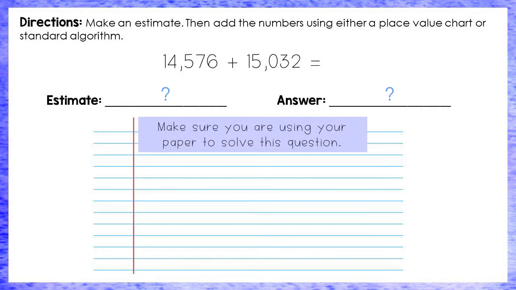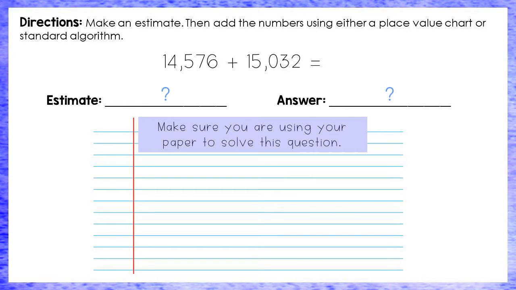The second activity that you're going to do today is adding. So make sure that you have another piece of paper in front of you. I'm going to use this one. Directions. Make an estimate, then add the numbers using either a place value chart or standard algorithm. So if you still don't have a paper in front of you, I want you to pause the video and find a piece of paper.